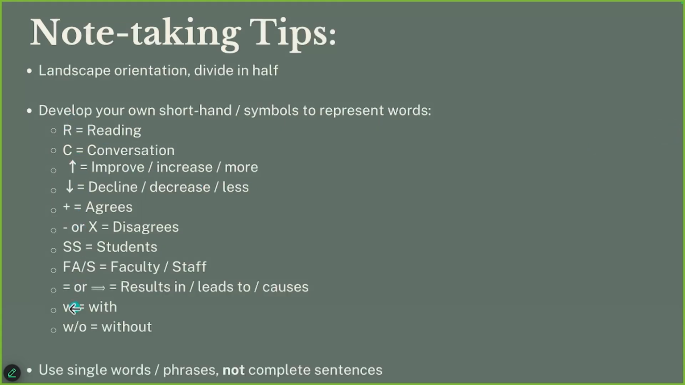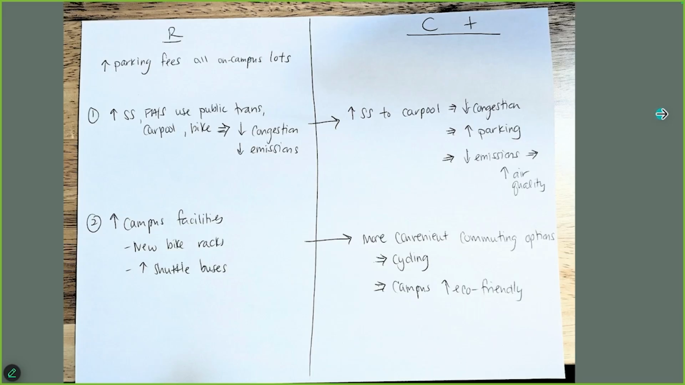So very briefly, here are some symbols that I have used when I was taking notes and practicing here. So I have my notes in landscape orientation and divided in half. On one side I've taken notes for the reading, and the other side I've taken notes for the listening. Any of these symbols will work. You can take a quick screenshot of this if you want to use my symbols, and I've told you here what they all mean.